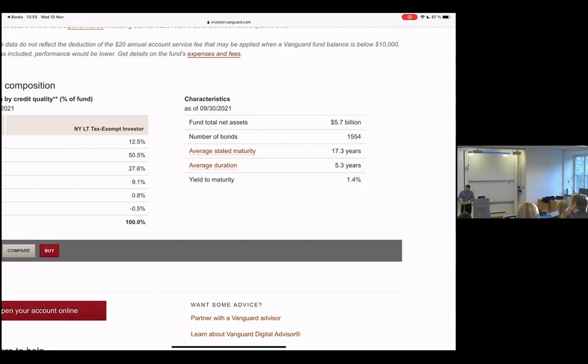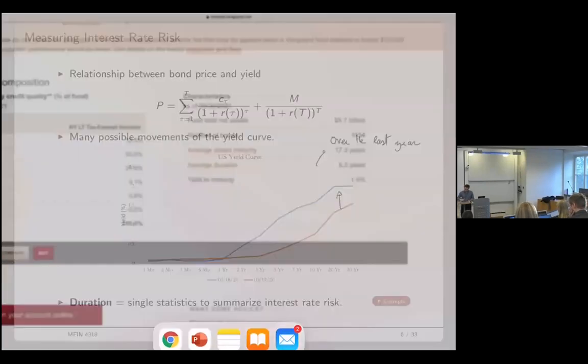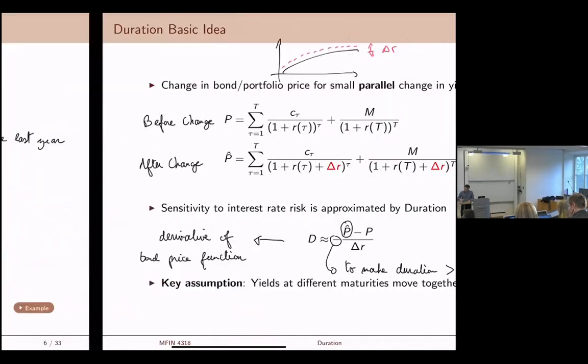Okay, so again, what does it mean that this portfolio has a duration of 5.3? How do you interpret that number? But you're going to see that it's fairly easy. And we're going to do it in this example. Okay.